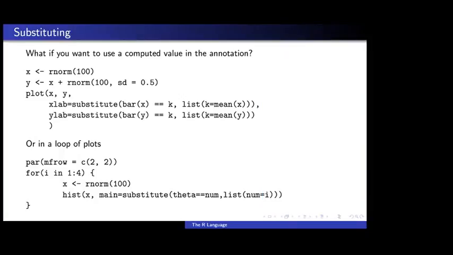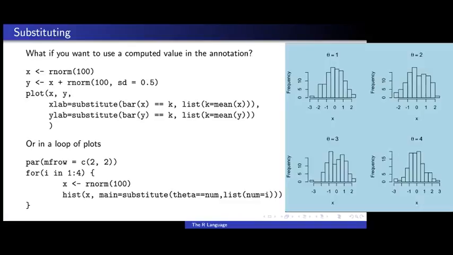And this is the example down here. I've got 4 plots that I'm trying to make in a 2x2 matrix, and I've got a little for loop here that's making the plots. What I'm going to do is create a histogram of some randomly generated data, and in each histogram, I want the title to be theta equals a number, 1, 2, 3, 4. So I'm using substitute. I'm saying theta equals num, and then num is going to be equal to i, which is the index in the for loop, which is going to be 1, 2, 3, and 4. So you can see the result here is that I get 4 plots, and the title for each one is theta is equal to 1, 2, 3, or 4.